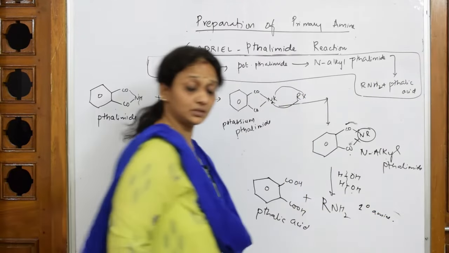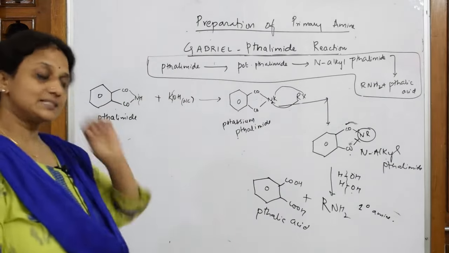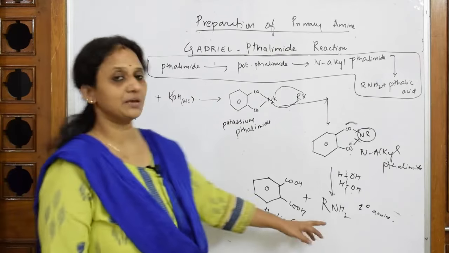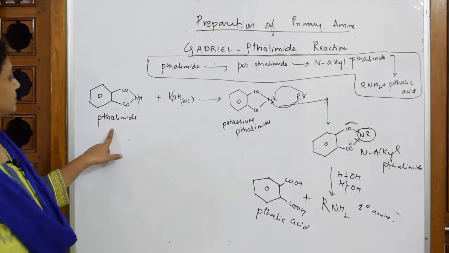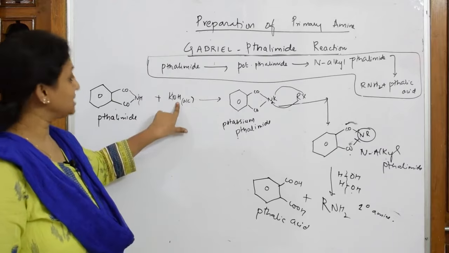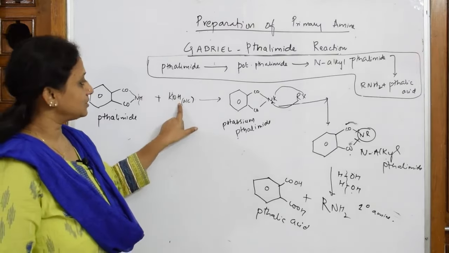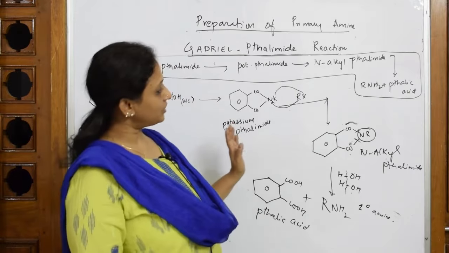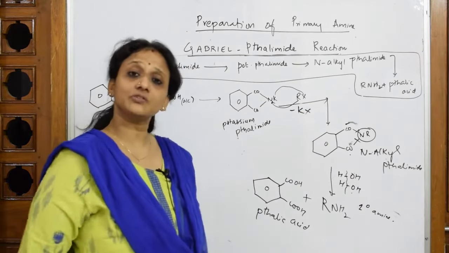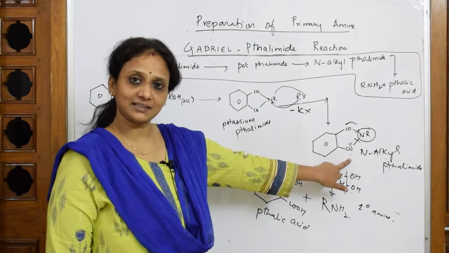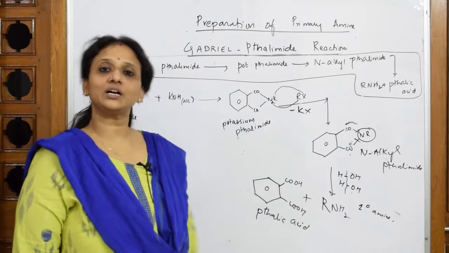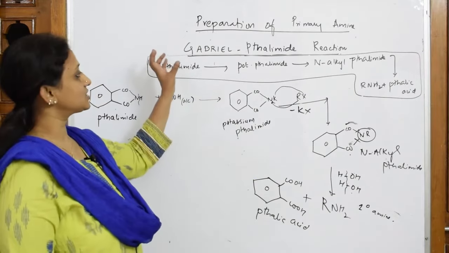So how should I write this name? Word statement. Gabriel phthalimide synthesis is a reaction which is used to synthesize primary amines. When phthalimide is treated with alcoholic KOH, which is going to supply OH minus ion, hence nucleophilic substitution reaction, it is going to form potassium phthalimide, which further in the presence of an alkyl halide, okay, so let us write KX here, you're going to get N-alkyl phthalimide, which on further hydrolysis forms phthalic acid and the required primary amine is prepared. So this is how you're going to write the word statement in the exam.